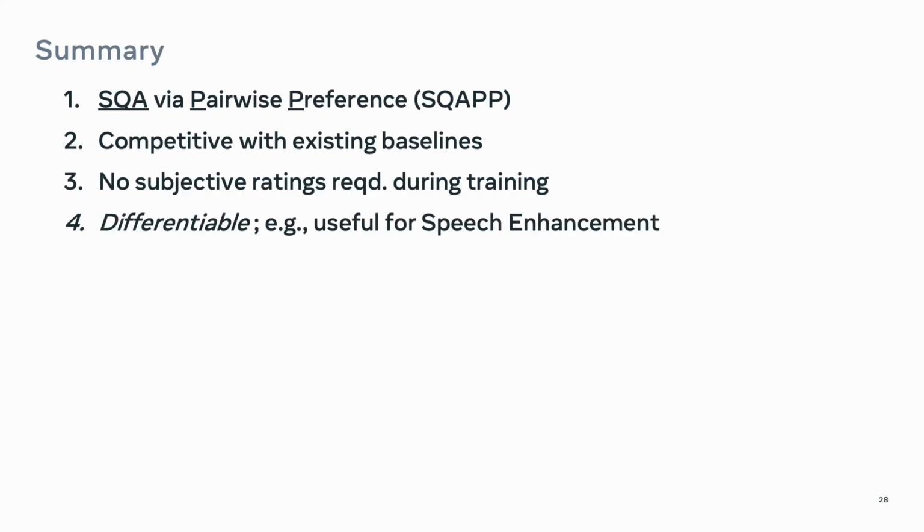Finally, in summary, we presented SQAPP, which is a model that does speech quality assessment via pairwise preference. We showed that it is competitive with existing baselines without even any subjective ratings which are required for training. And finally, we showed the differentiability aspect of our model by showing it as an extremely important optimization tool for training a speech enhancement model.